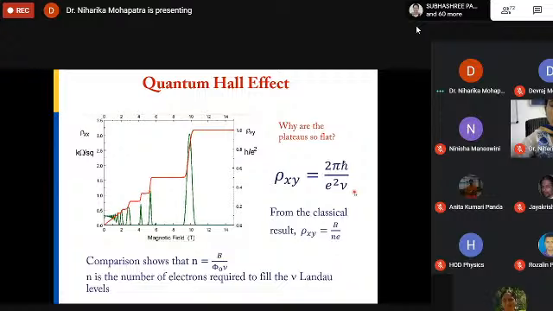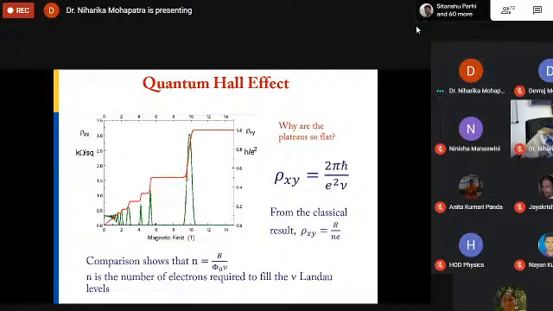Now this is an integer, and why are these plateaus so flat? To understand, one more surprising point I want to specify is rho xx. I'll show you later on that rho xx should be 0. You can observe it at 0 at certain points, whereas at other points you can see spikes in rho xx. And where do we see the spikes? At the points where there is a change in these steps. So all these correlations I'll show you.